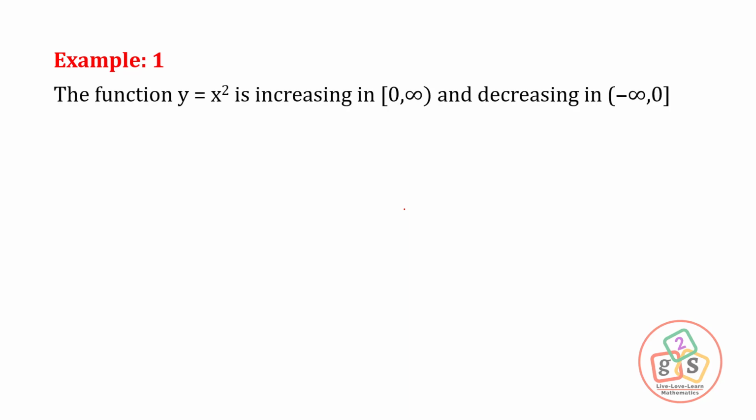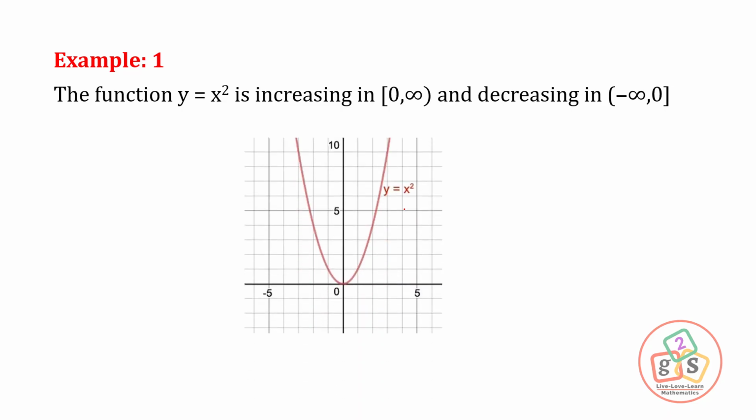So we see some examples. First we consider the function y is equivalent to x square. It's an increasing function in the interval 0 to infinity. I think everybody is familiar with this curve, y is equivalent to x square. It's a parabola, so upward direction, right? So in this graph, from 0 to infinity on the right hand side, it is increasing, whereas on the left it's a decreasing function. That is, x value is increased, f of x value is decreasing.